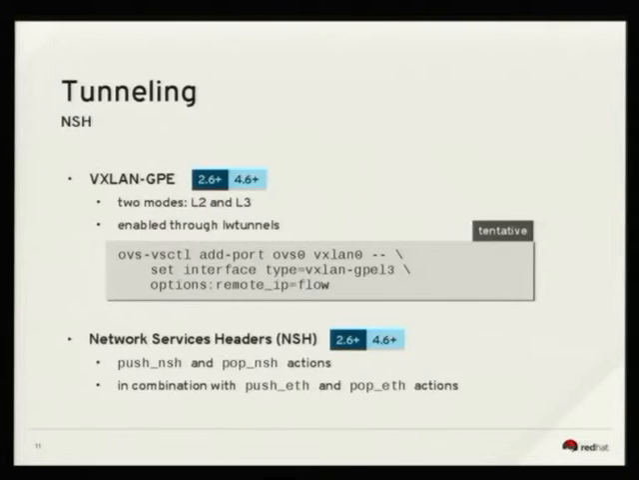The earliest Open vSwitch version this can go in is 2.6, because we need L3 support for this actually. VXLAN-GPE can operate in two modes, L2 or L3. Really, this is something that needs to be chosen before or while creating the interface. So either the Ethernet header is exploited or not.